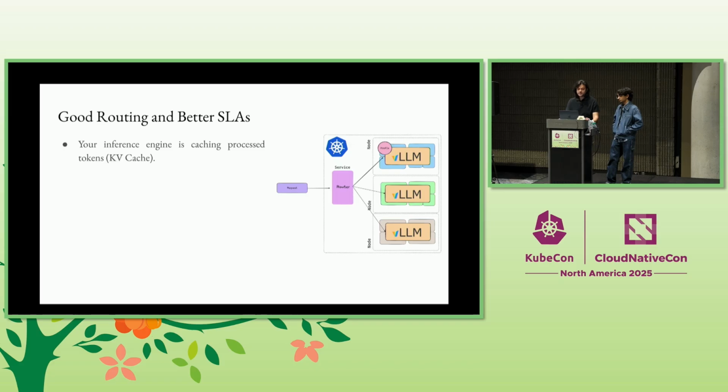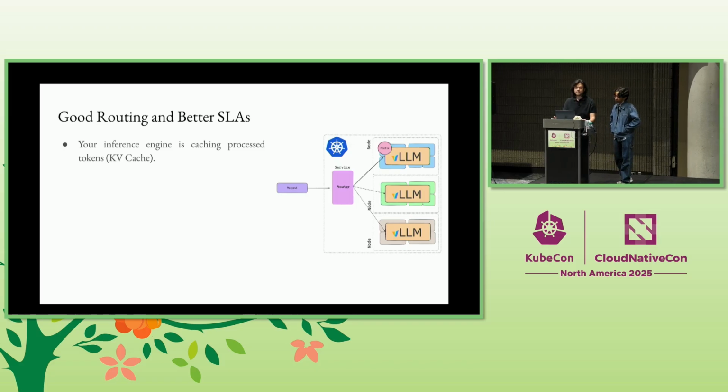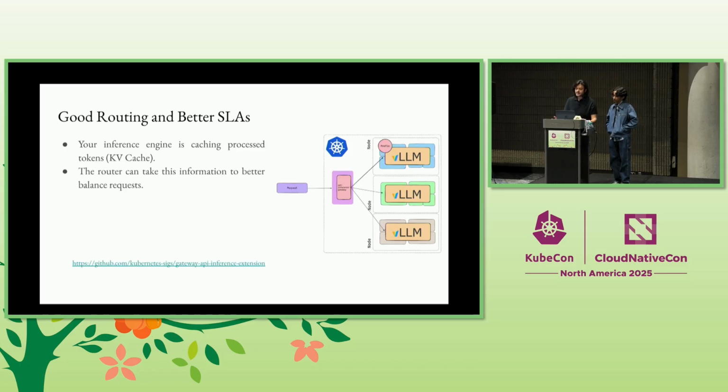So your inference engine, as you recall, is already caching processed tokens, which is what we've termed as the KV cache so far, right? The router can actually take this information to better balance requests. So one way to route requests is by being aware of KV cache presence on all of these replicas. If you're doing a multi-turn chat application, you may want to direct all of those requests to a single replica because that has all of those tokens cached, and it's significantly better for your latency.